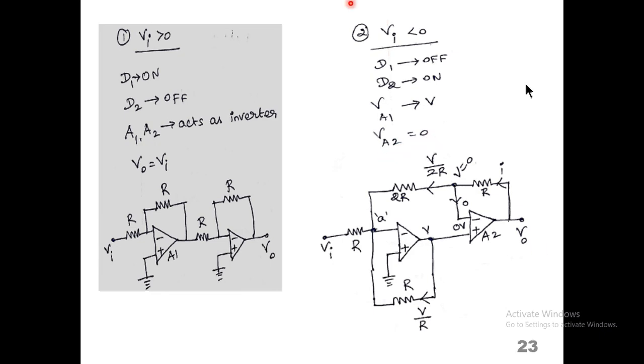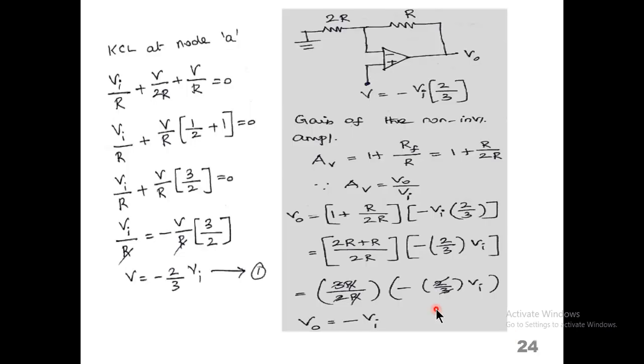Now the remodified circuit is drawn here. By using this circuit we will do the analysis for the second case. By applying KCL at node A, we will get capital V, the intermediate voltage, equal to minus 2 by 3 into input voltage, equation number 1. So according to equation number 1, the primary circuit is remodified.